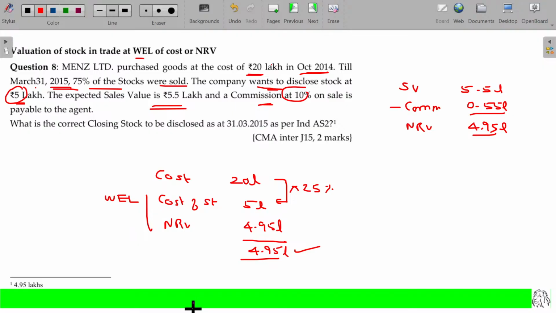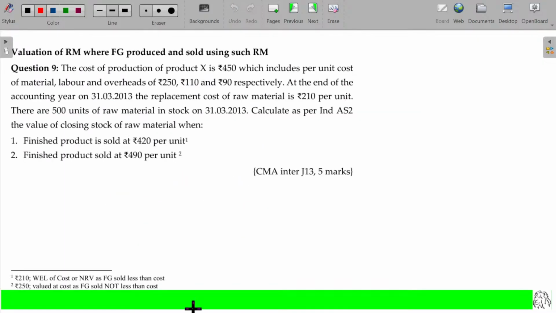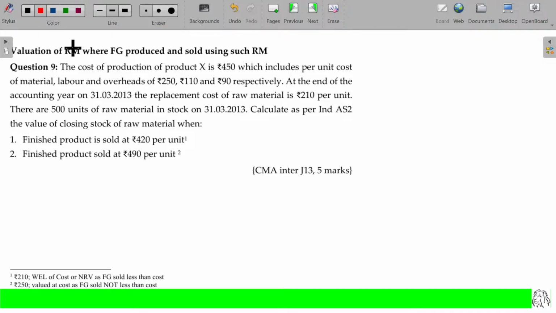Now we'll move on to the next one. C, valuation of raw material. How do you value the raw material? Cost or NRV. Whichever is lower of cost or NRV will be the method usually followed.